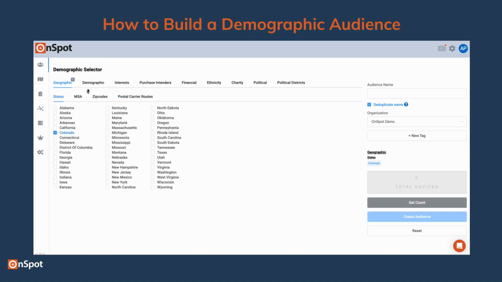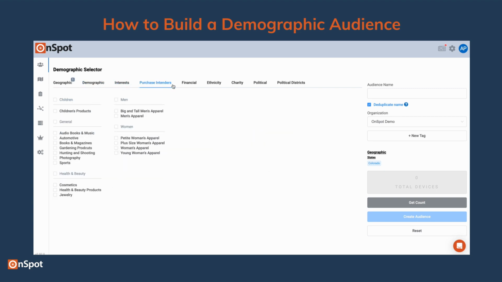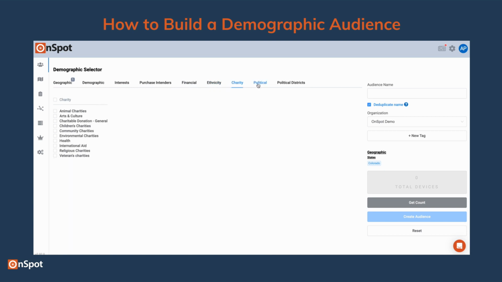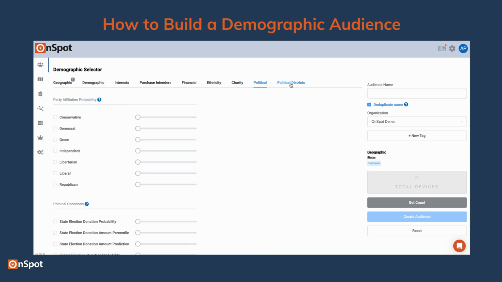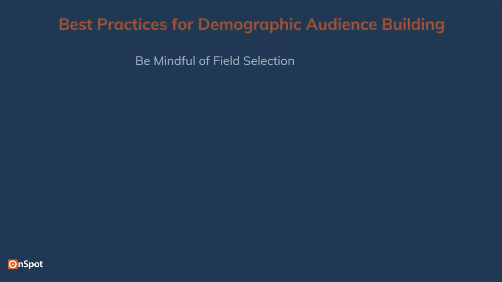Next, click through the demographic, interests, purchase intenders, financial, ethnicity, charity, political, and/or political district tabs to create your audience with your desired refinements. There will be a separate video to discuss the political selection options.